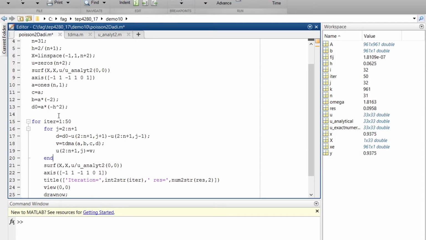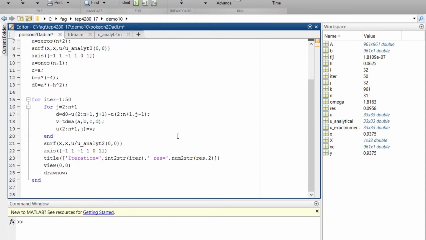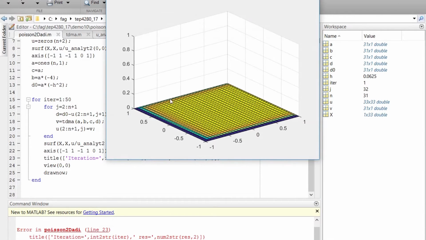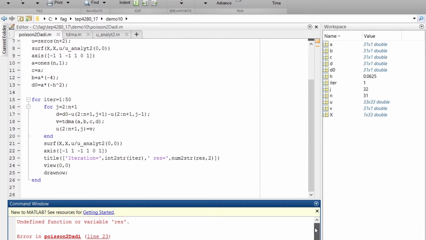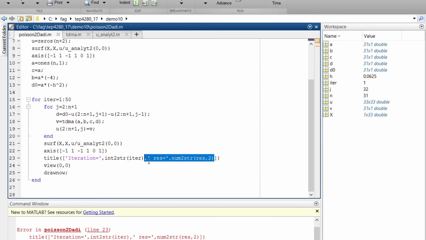So one error here. That one is not minus 2 anymore. It should be minus 4. Clearly. Then we have one sweep here for the entire domain, and we plot it, and then we see what happens. So any questions to this one? Let's try it. No, something was wrong. Yeah, res. I don't have any res here. Remove it.